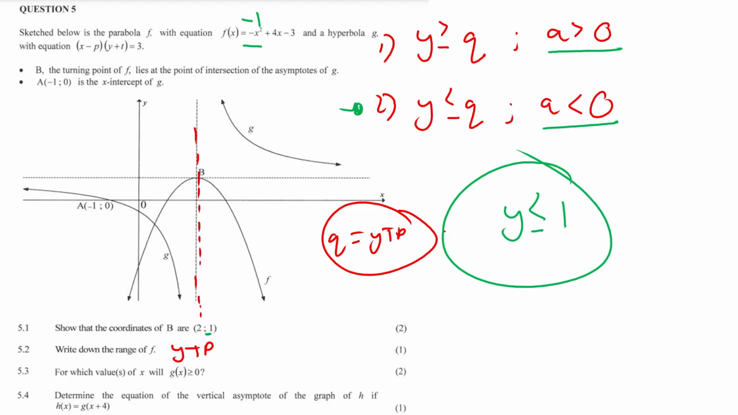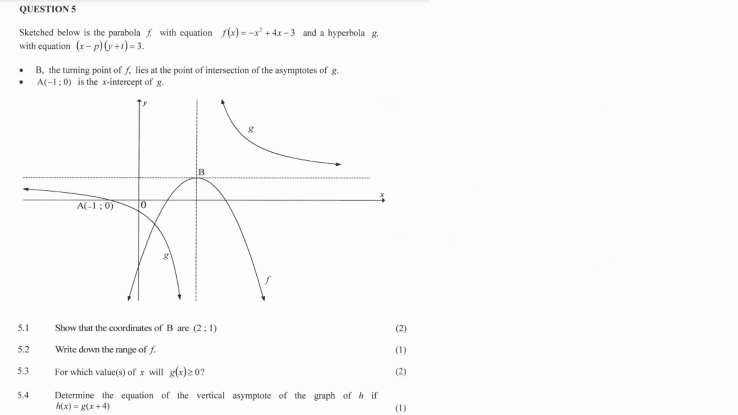Okay, I'm going to clean the screen again. 5.3, for which values of x will g of x be greater than 0? So g of x is greater than 0 at these portions here. I'm just going to use the highlighter now. So when they say greater than 0, it's not anything to do with our parabola, right? It's just the hyperbola versus the axis of symmetry. So if it's greater than 0, it's all the positive values, in other words, all the values that are above the x-axis. So it's going to be this portion here that's above the x-axis and this portion here as well. Okay, I hope that makes sense. Everything below the x-axis, that would be less than 0.